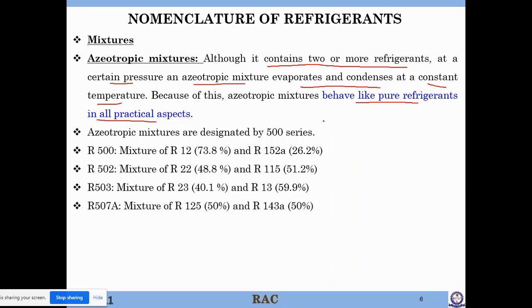So azeotropic mixtures are designated by the 500 series. Just like R500 is a mixture of R12 and R152A. R502 is a mixture of R22 and R115. Here we know the chemical formulas for R12 and R152 as we have understood earlier. So all azeotropic mixtures, which behave like pure refrigerants, are designated by the 500 series.